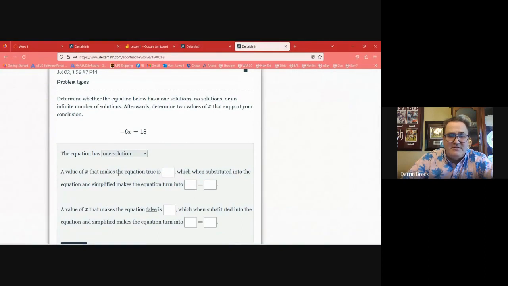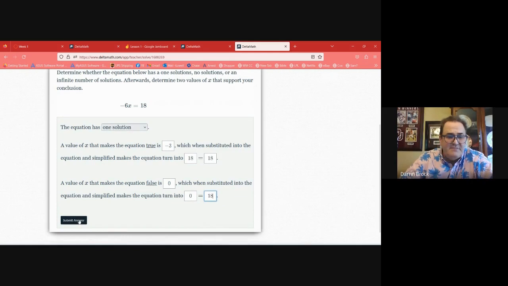And it says, okay, so what's a value that makes that true? Well, negative 6 times negative 3, which will make that 18 equals 18, because negative 6 times negative 3 is positive 18. And then it says the value that makes it false. So just choose any other X. We say it's 0. Negative 6 times 0 will make the equation 0 equals 18. And then submit your answer.